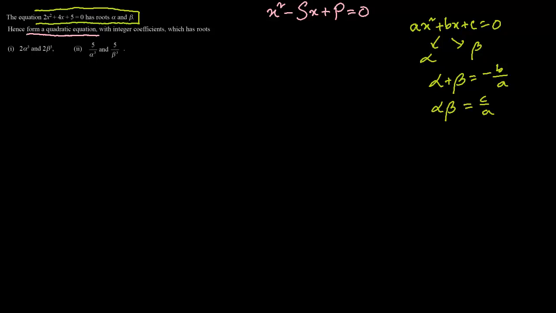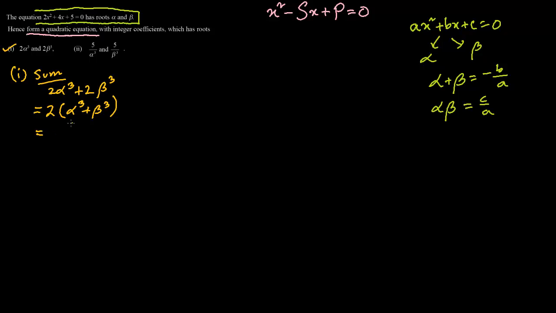So let's start. This is the first question. The roots are given. Number 1: the sum of the roots is 2 alpha cubed plus 2 beta cubed. So we have to find the sum of the roots. We can take 2 common, and it becomes alpha cubed plus beta cubed.